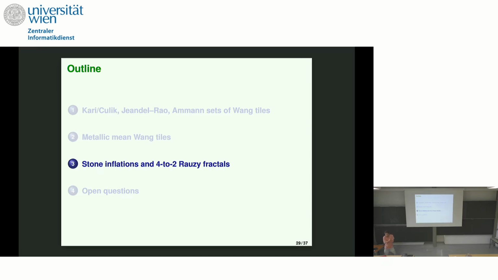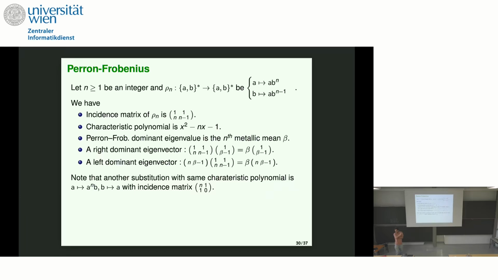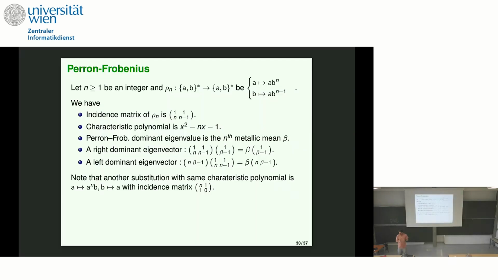So we have a substitution, so we can turn it into a stone inflation and find the Rauzy fractal associated to it. So let's do this. First, we can do it in one dimension, it's easier. So look at this substitution. A goes to A, B, N. B goes to A, B, N minus 1. This is related to metallic mean with the characteristic polynomial in the incidence matrix. What is the most important is the left dominant eigenvector, N beta minus 1. So these are the good shapes for the letters in order that you make this non-uniform substitution uniform. So what I mean by this is this.